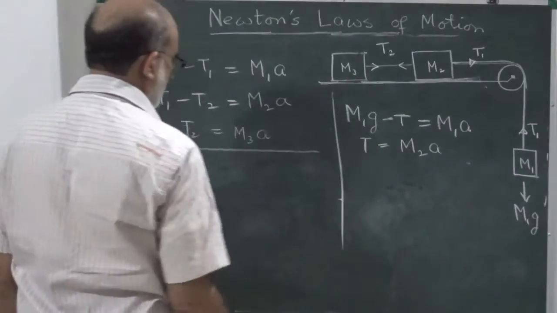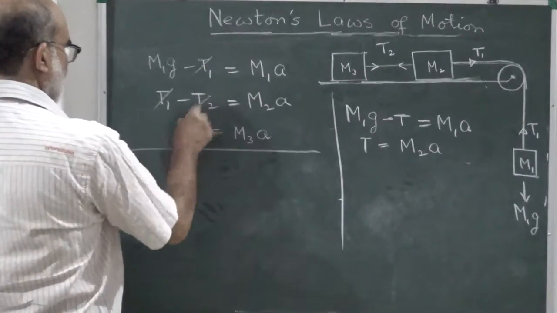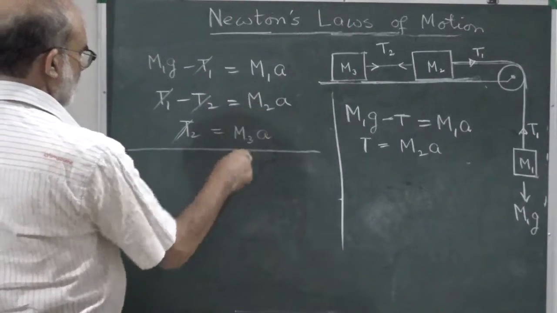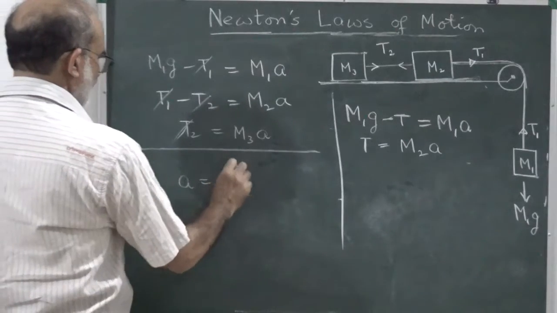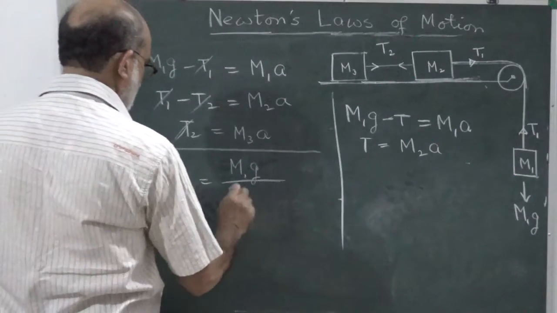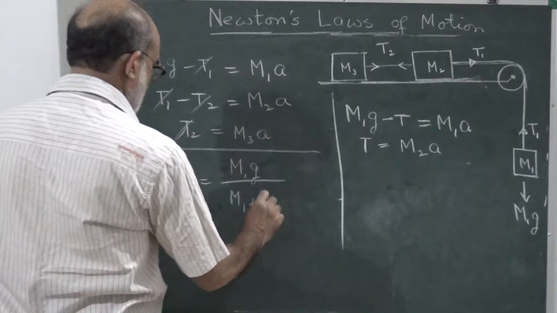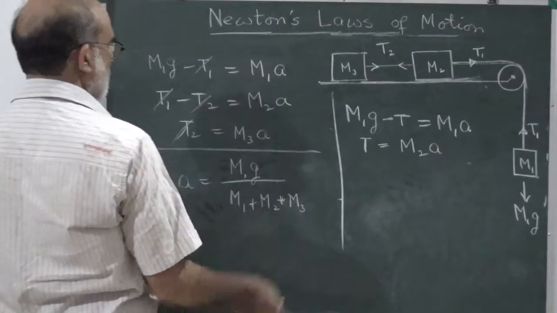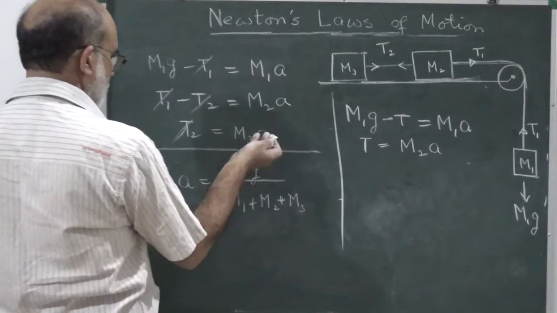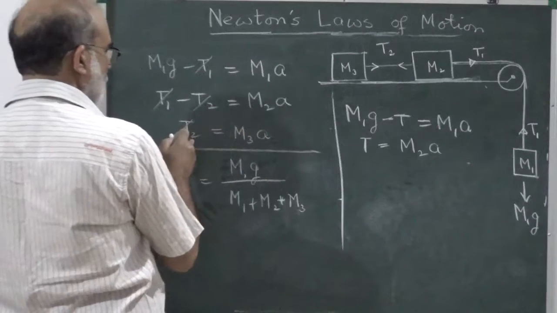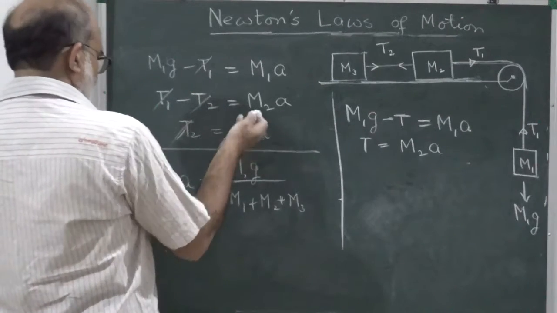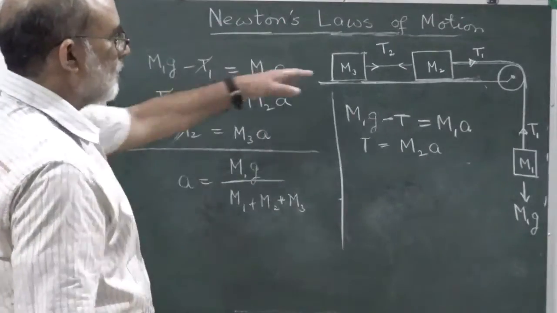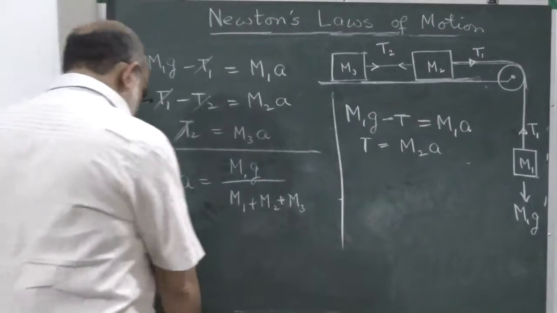All you have to do is simply add. If you add, T1 and T2 cancel out. You will get M1G is equal to (M1 plus M2 plus M3) times A. And A then will be M1G divided by M1 plus M2 plus M3. Knowing A, we can substitute in any of the equations. Substitute the value of A here, you will get T2. Substitute the value of A here, you will get T1. So everything, T1, T2 and acceleration, can be found out simply by this.